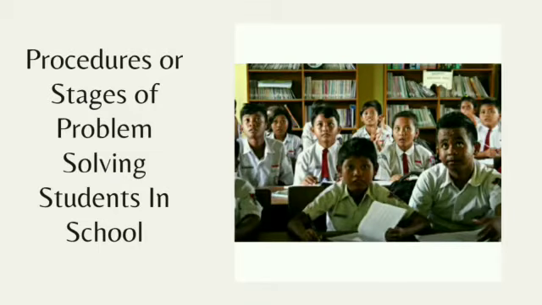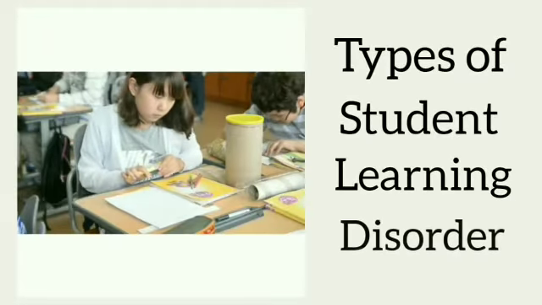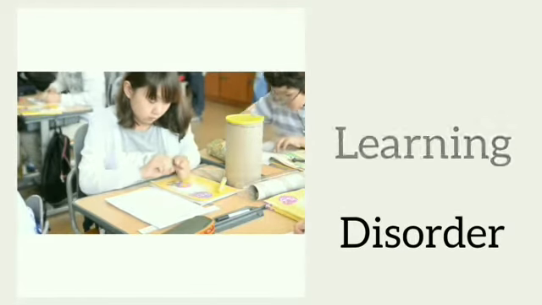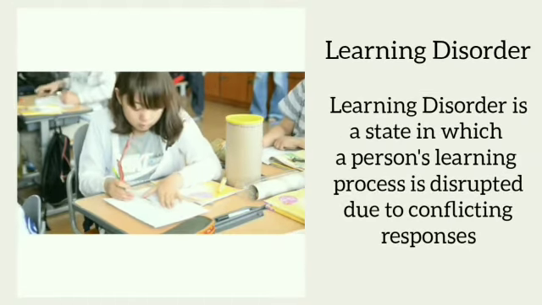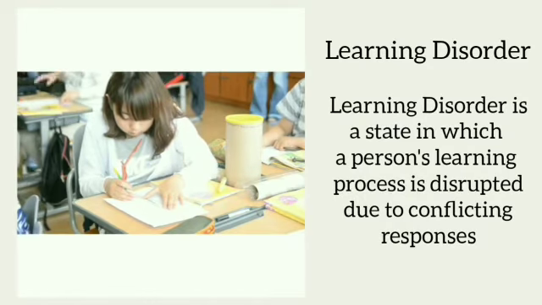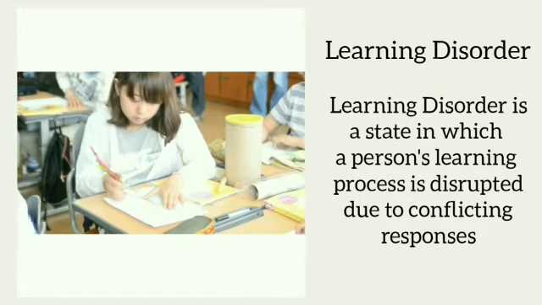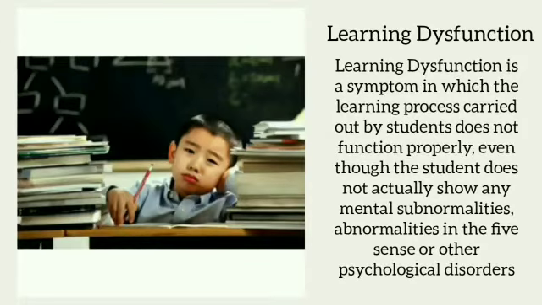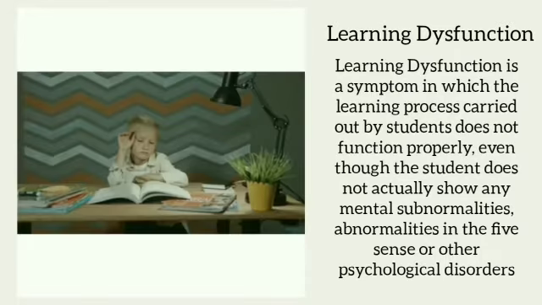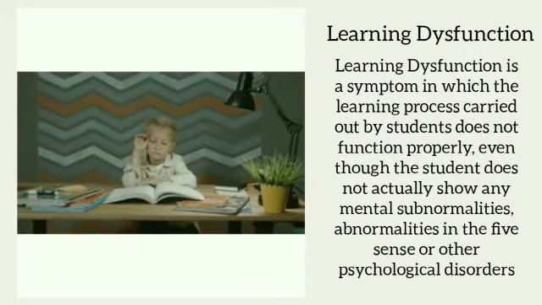There are several problems that often occur in students. There are 5 types of learning problems that usually occur in students. The first is learning disorder. Learning disorder is a state in which a person's learning process is disrupted due to conflicting responses. The second is learning dysfunction. Learning dysfunction is a symptom in which the learning process carried out by students does not function properly, even though the student does not actually show any mental abnormalities in the 5 senses, or other psychological disorders.